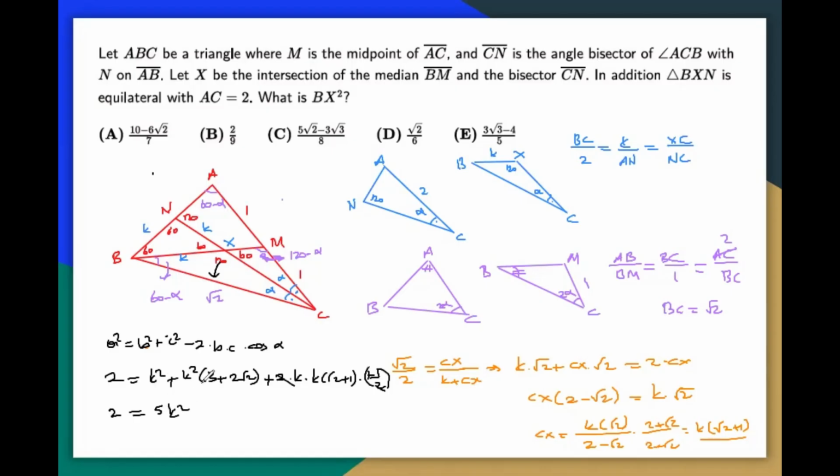So the 5k squared, because 1 from here, and then 3 from here, and then 1 from here, because k squared times 1. So that's 5. And then 2 root 2 k squared, but there's 1 more, so that should be 3 root 2 k squared. Okay, so then I pull the k squared out as a common factor, so k squared is going to be equal to 2 over 5 plus 3 root 2. And I can multiply this by 5 minus 3 root 2 over 5 minus 3 root 2, to remove the irrational denominator. So that will be 25 minus 18, which is 7. And if you multiply the numerator, you get 10 minus 6 root 2 over 7. I think that is choice A.